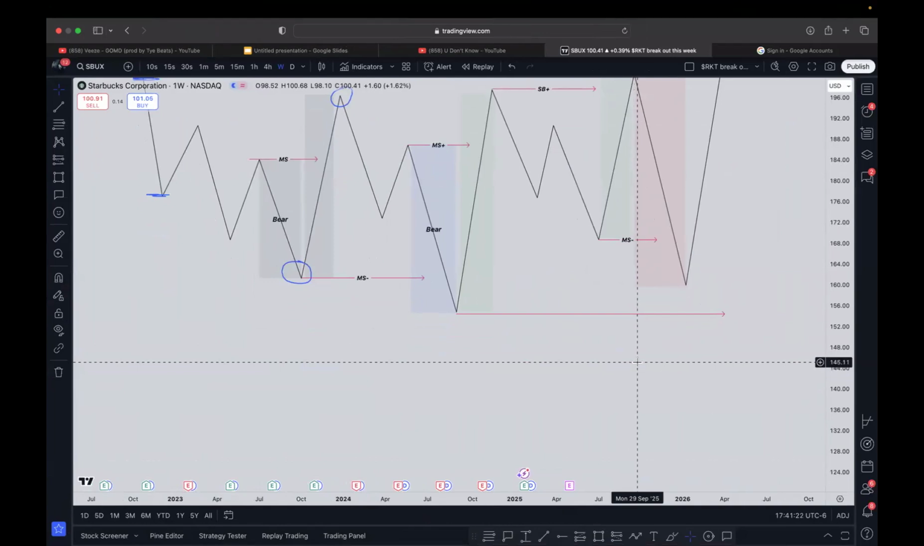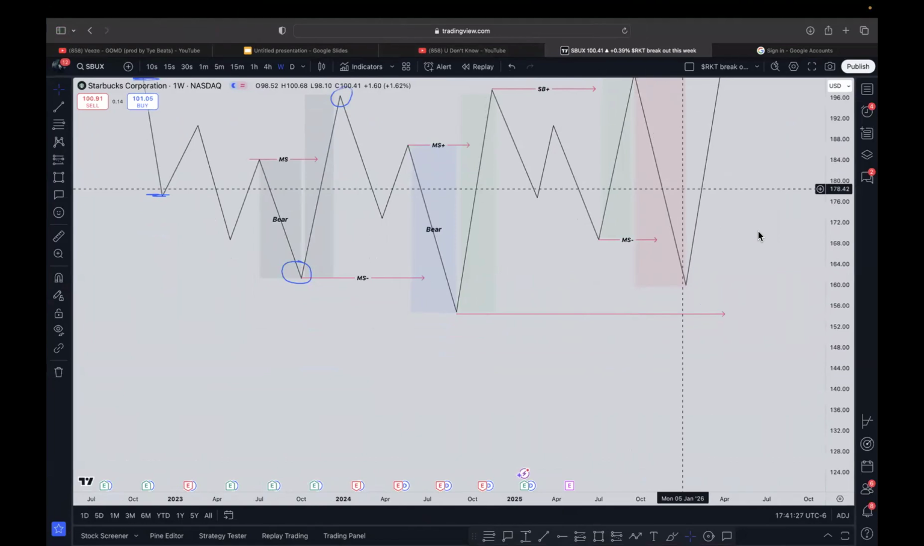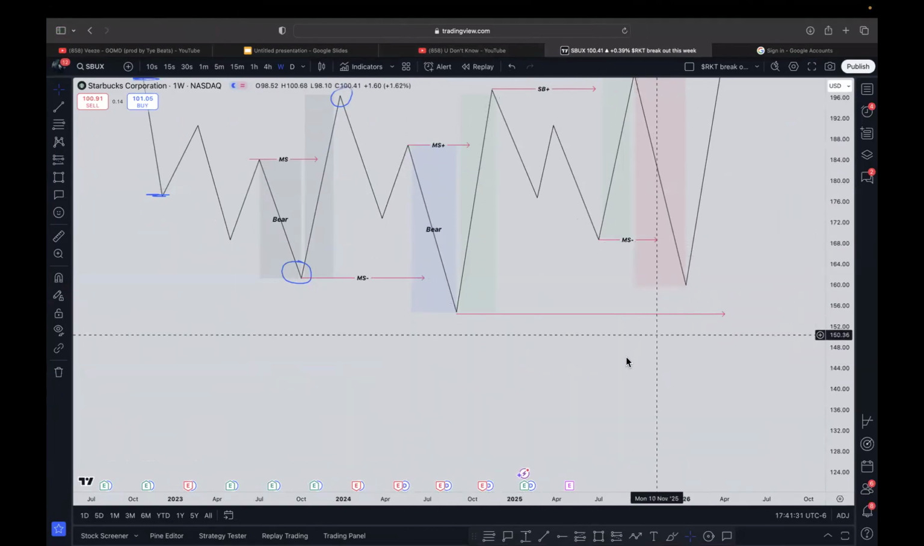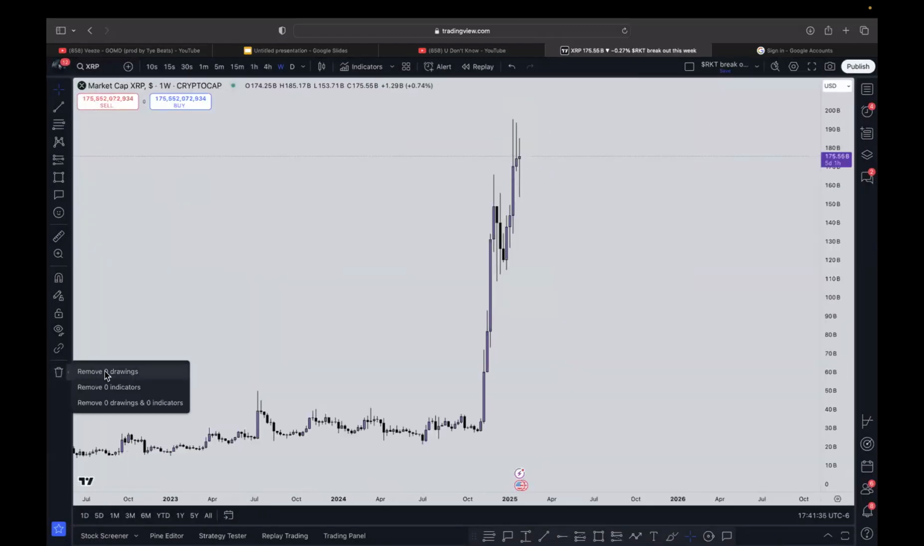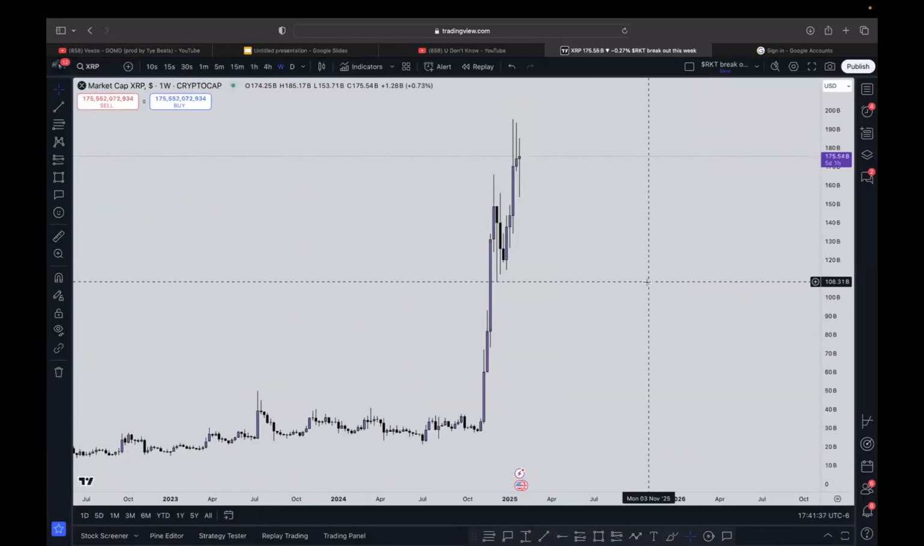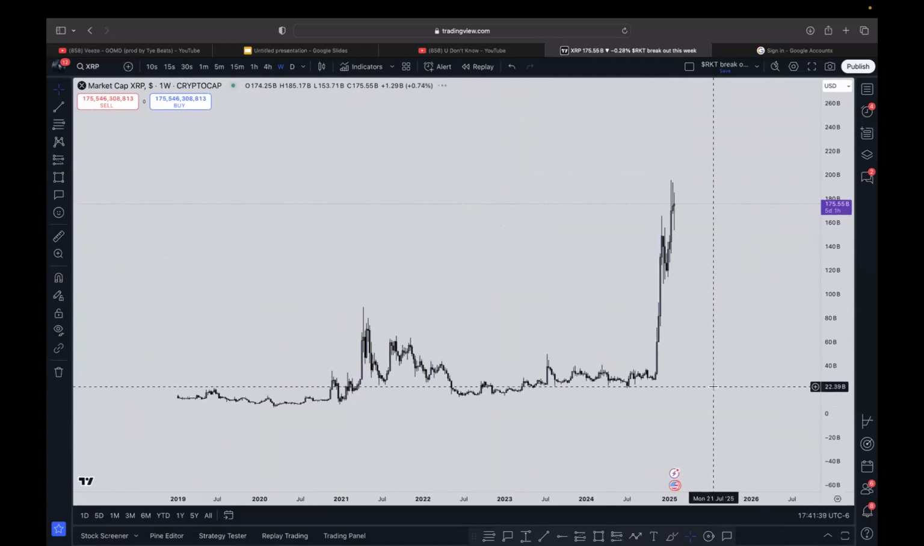All right, let's do another example. What's up? Put a random stock in the chat. Yeah, I'm gonna post this in the study material. Someone said XRP. That's a good one. All right, on a weekly XRP.